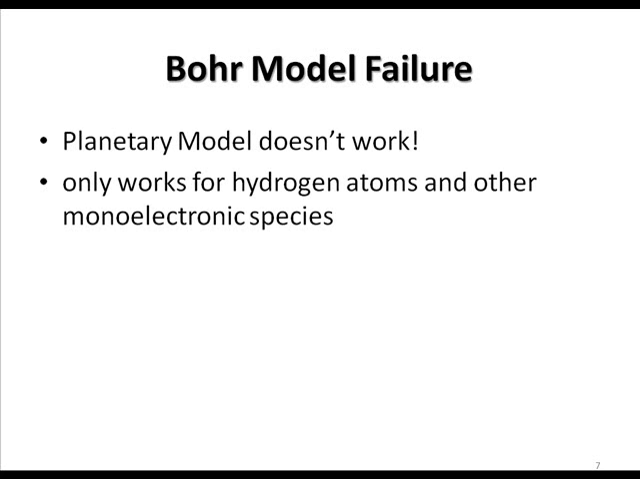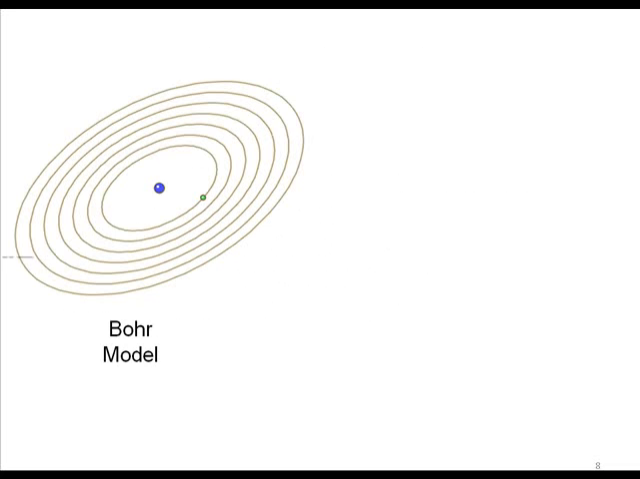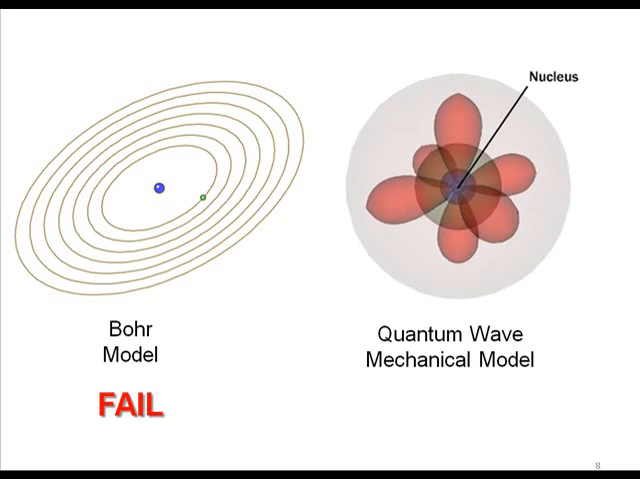So what we see is it works only for hydrogen. Electrons don't move in orbits. And the idea of energy coming out in blocks is correct, but it just did not support the model itself. So what got developed is a very, very complex description of what is now called the quantum wave mechanical model. And that quantum wave mechanical model is what we're going to explore in this unit.